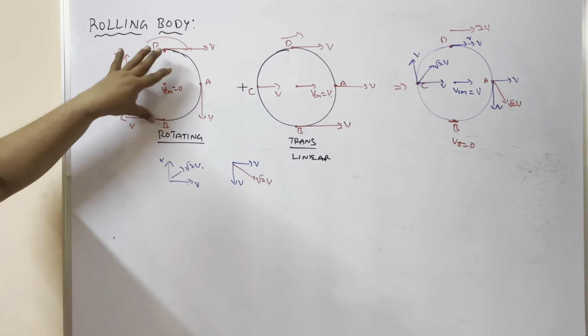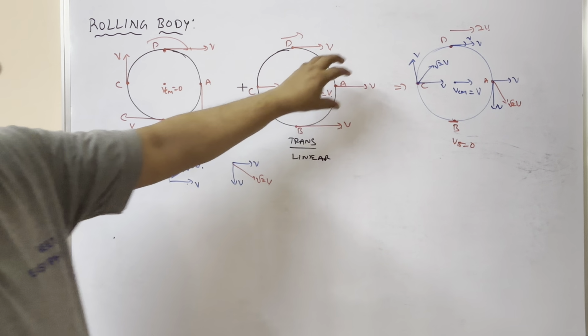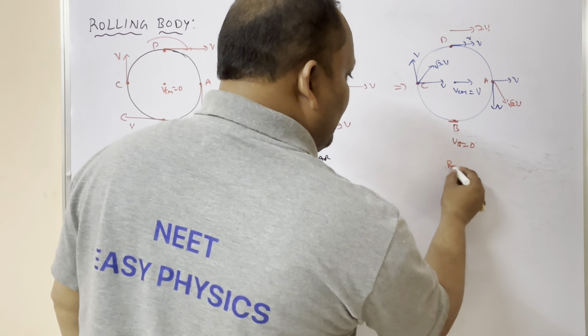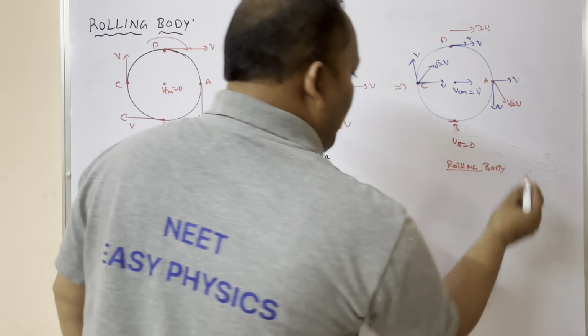Now, the combination of rotating and linear or translational is going to be equal to rolling body. This is going to be equal to rolling body.